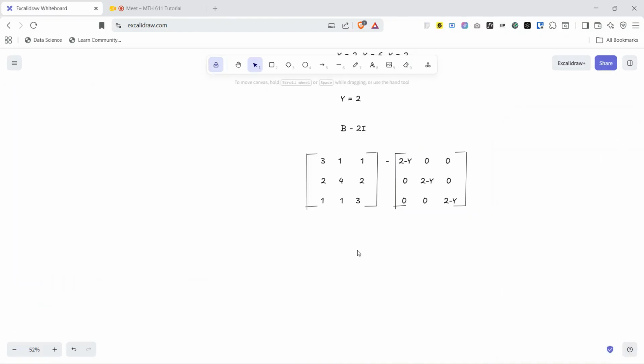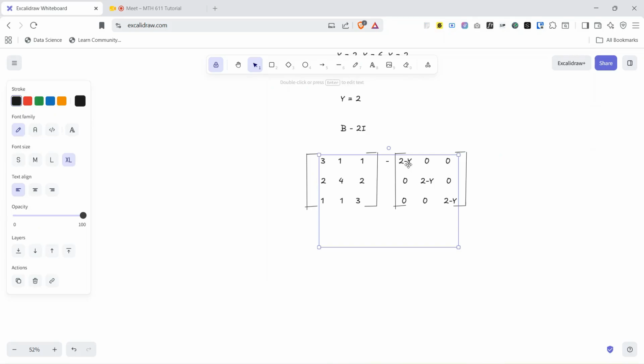So this is what B is now. Oh, we don't need this lambda. I've forgotten that; the lambda is now the 2. Sorry. So this is 2I. All right. So this is now what we are subtracting. We are subtracting this from this when lambda equals 2.